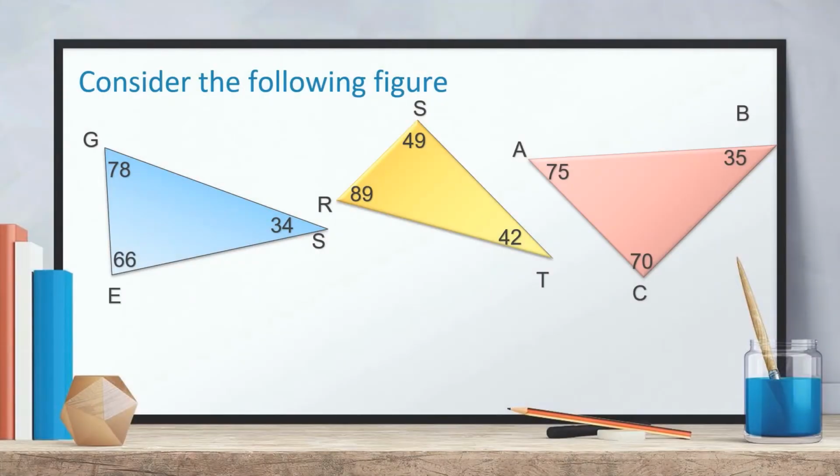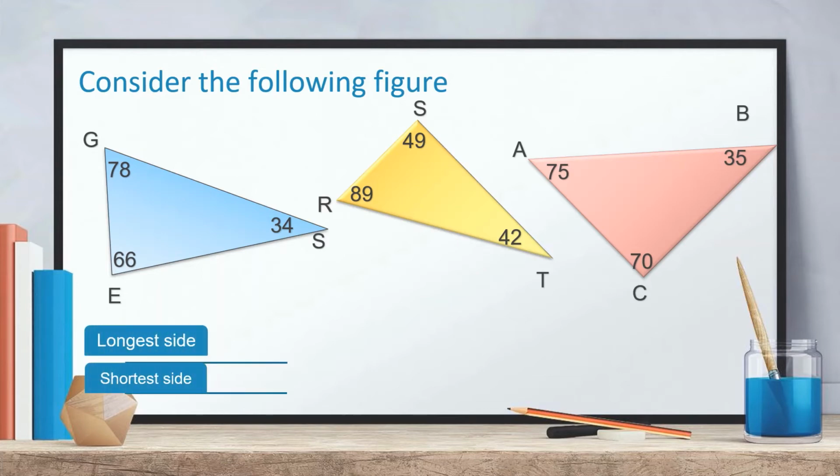For example, consider the following figure. On the first figure, we have triangle GES. So we are going to identify the longest side and the shortest side of triangle GES. Para ma-identify natin ang longest side, hanapin muna natin ang largest angle. What do you think is the largest angle in triangle GES? Okay, correct. It is angle G.